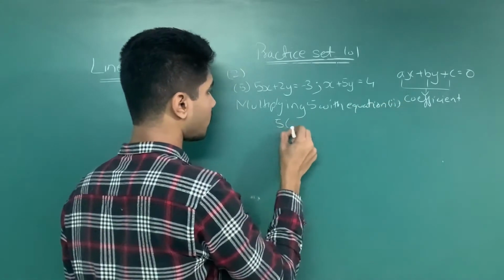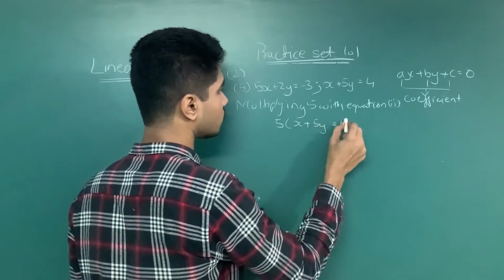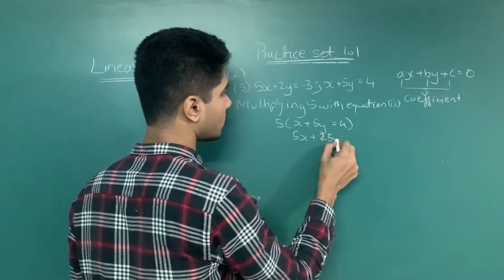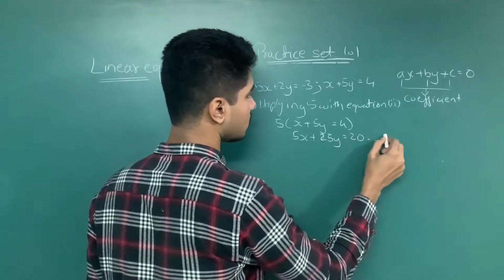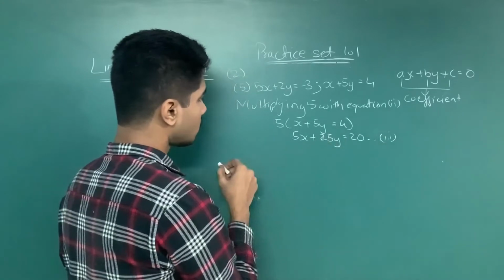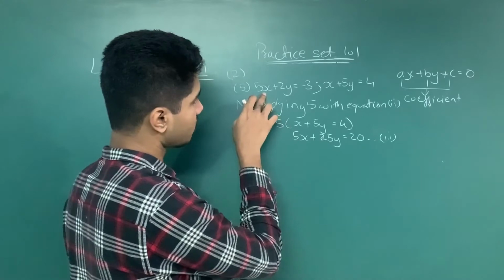So I get 5x plus 5y is equal to 4. So I get 5x plus 25y is equal to 20, which is equation 3. Now, आप देख सकते हो 5x and 5x, that is the coefficient is the same for x.